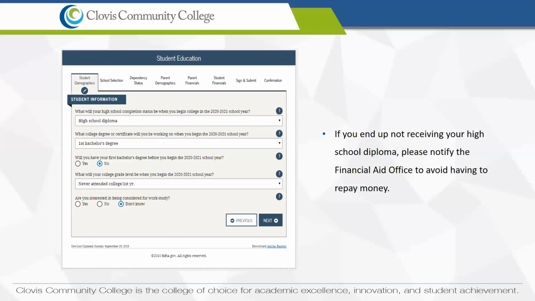Finally, you will select the appropriate option for whether you are interested in being considered for work study. Work study is a great opportunity to work part-time, gain work experience while attending college, and earn extra money to help pay for educational expenses. Keep in mind, by selecting yes to this question, you are not automatically signed up for a job. If you wish to apply for a job through federal work study, you should also contact our financial aid office.